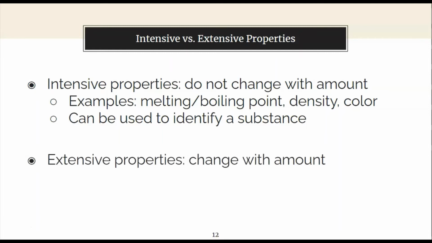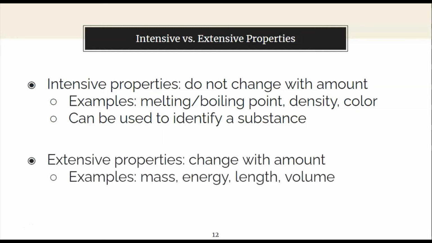Extensive properties are properties that change with amount, like mass, energy, length, and volume. If I told you I had 50 grams of a substance, you'd have no clue what it was, right? That could be anything. I could have 50 grams of anything. So extensive properties do not help us identify a substance.